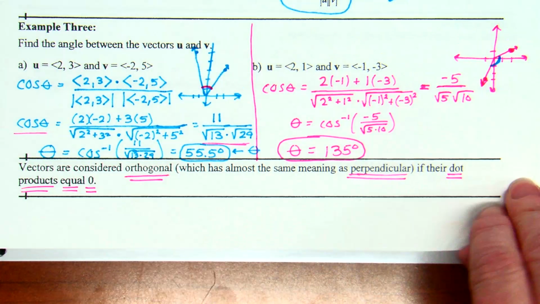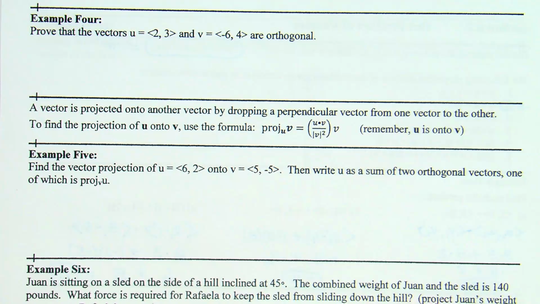So let's look at example 4 here. If I can find example 4, there we go. Example 4 asks us to prove that the vectors u, which is -2, 3, and v, which is -6, 4, are orthogonal. How do I prove that these two vectors are orthogonal?